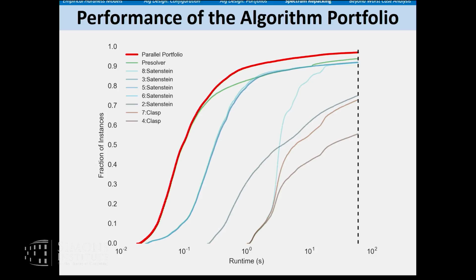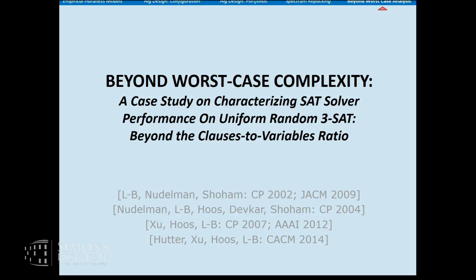But here's the upshot. We ended up with an 8-algorithm portfolio of all of these different algorithms. The red line is the performance of the 8 algorithms running in parallel. And you can see it's fantastically better than it would have been otherwise. So I'm not going to be able to tell you about my last section, but let me spend 30 seconds telling you what you're missing.